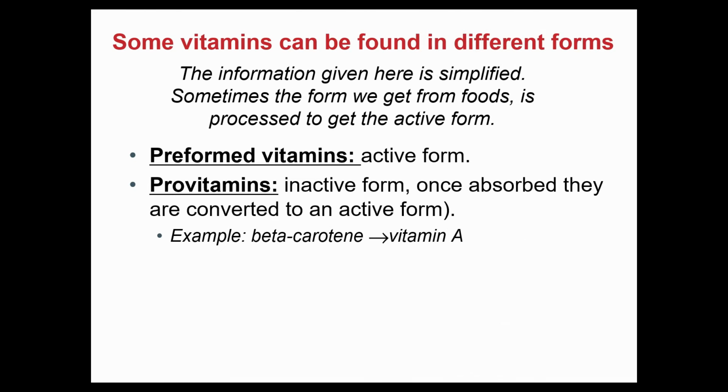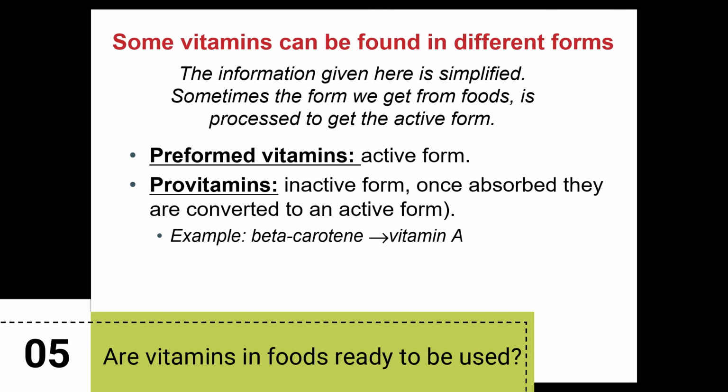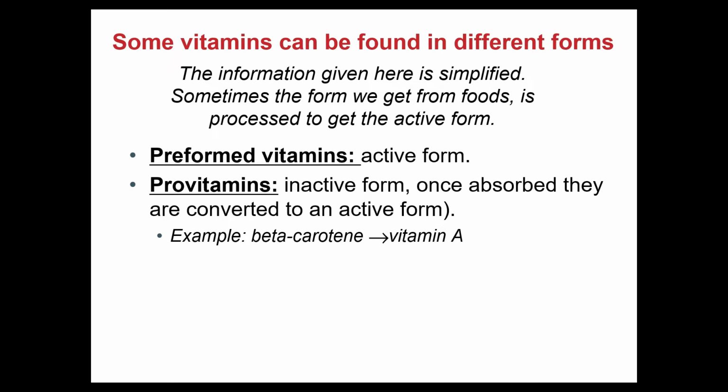And the other characteristic is that sometimes the form that we get from foods is ready to be used. We call these preformed vitamins, but sometimes we get them in an inactive form, and once absorbed, we convert them to an active form. That's what happens with vitamin A, where from foods we get beta-carotene, and then we transform this into vitamin A. So we have different forms of vitamins in foods, and the information in this slide is really very simplified.